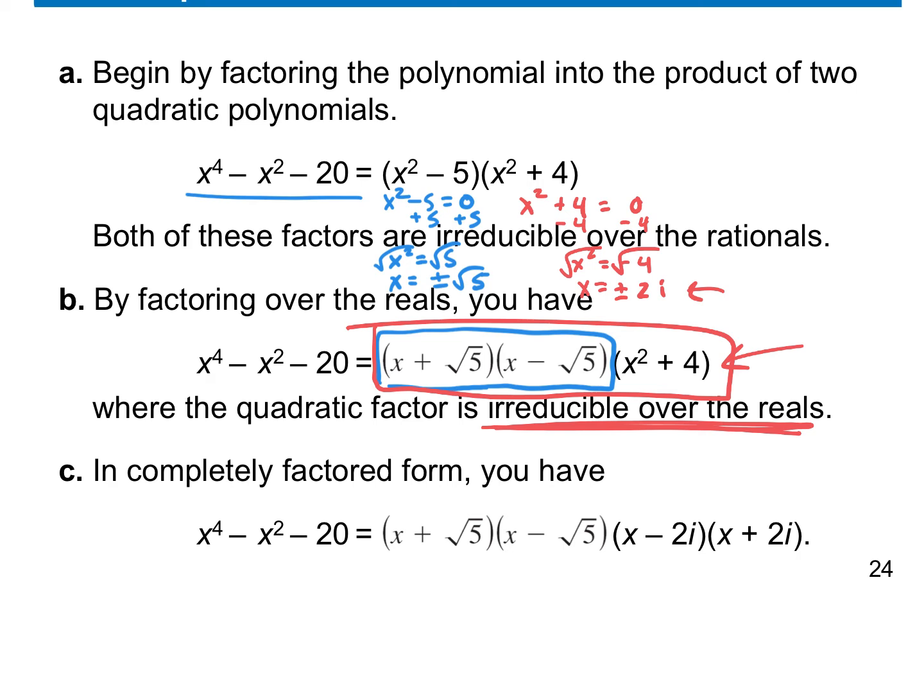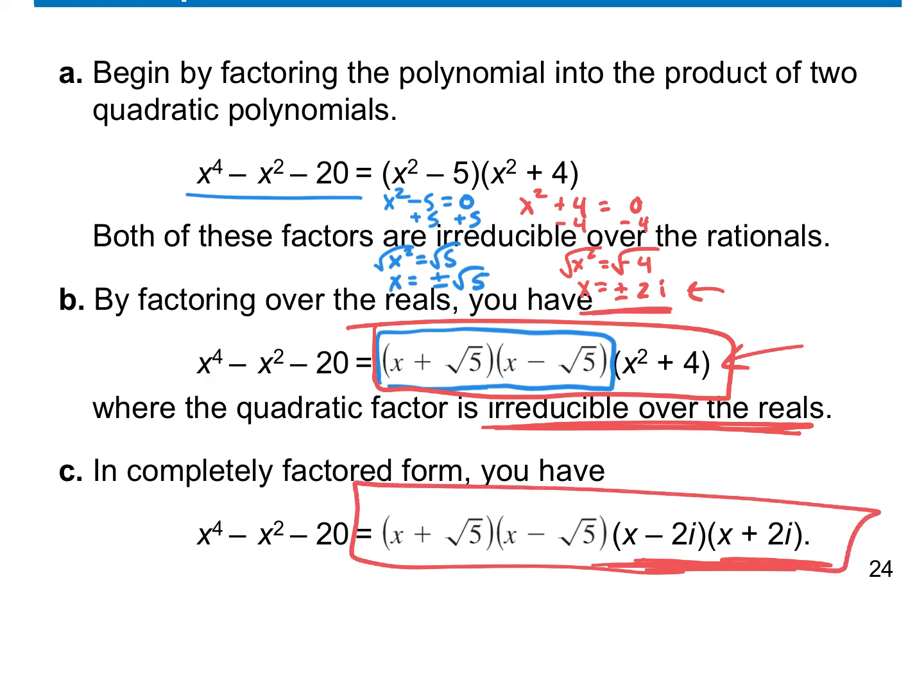But in completely factored form, we know we can break down x into plus or minus 2i, so we could leave it like this, but this would just be completely factored. So the first one here is irreducible over the reals because we don't have any imaginary numbers in it. And then this one is completely factored here.